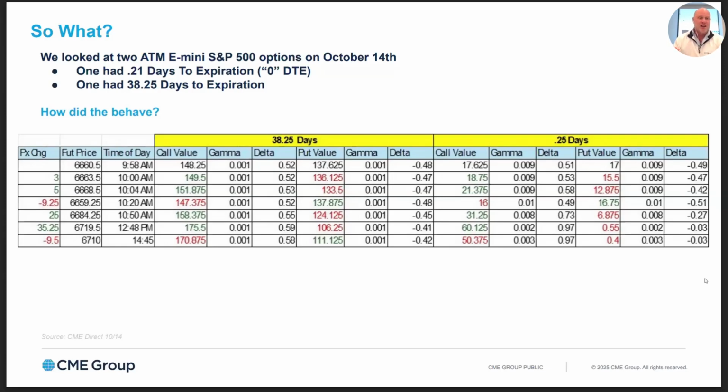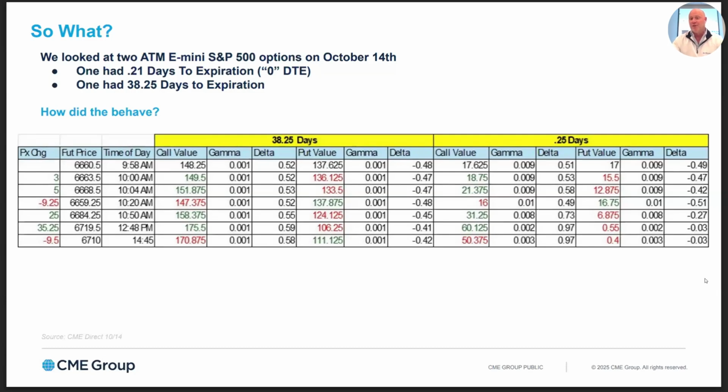Four minutes later, the price had moved up another 5 points. Looking at that longer dated option, the call went up by a little bit. Delta went up by just one, from 52 to 53, and the price went up slightly. On the shorter dated option, the value of the call moved by more. Again, the gamma is 9 times as much. I should have mentioned the gamma on the longer day is 0.001. The gamma on the shorter day was 0.009.